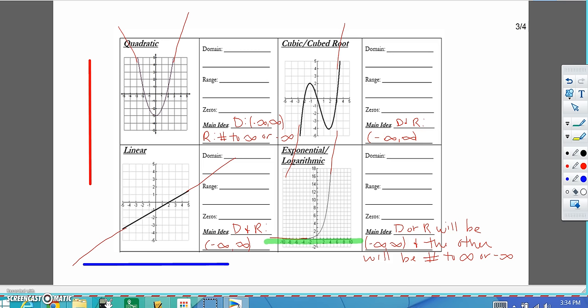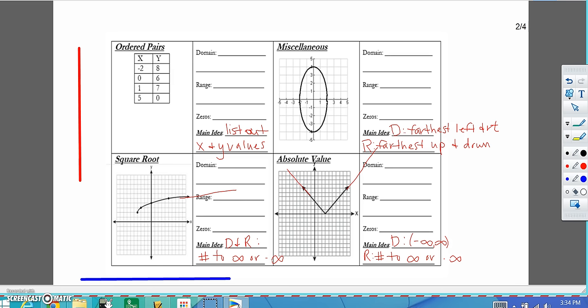So now let's look at specific types of graphs. So the first type we're going to look at is ordered pairs. So ordered pairs for the domain. Domain is all the x values, so all of those values. And I'm going to write it out, and I'm going to put it in order. So -2, 0, 1, 5.